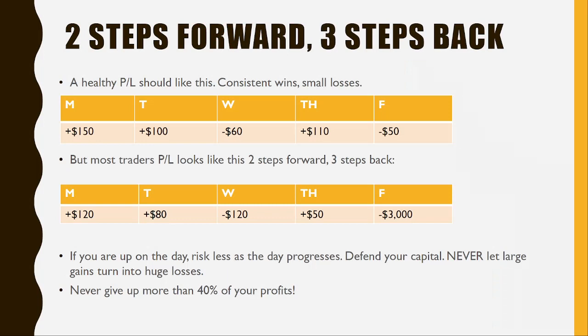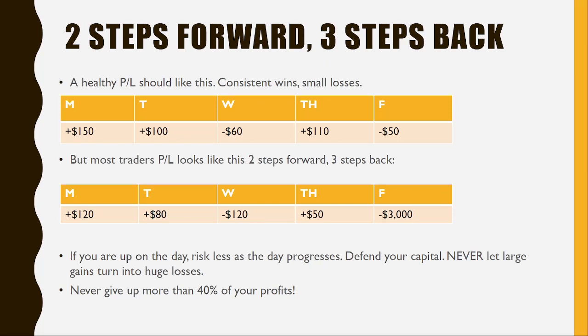A healthy P&L should look like this. Consistent wins and small losses. On Monday, this trader made $150. Tuesday, $100. Wednesday, gave a little bit back, but really not much. He's still up on the week. Thursday, they made those losses back. And Friday, they took a small loss. So overall, they had consistent wins, and the wins were bigger than the losses.